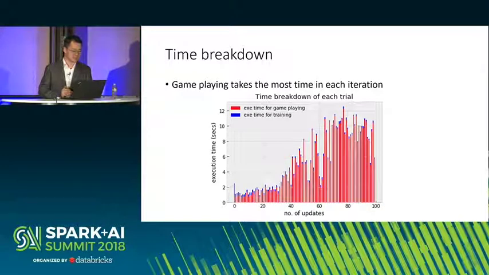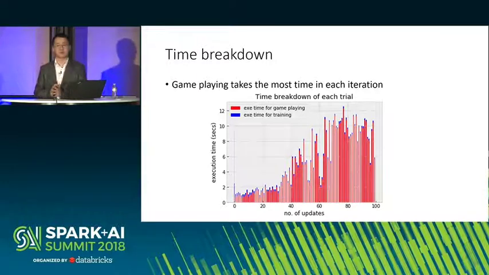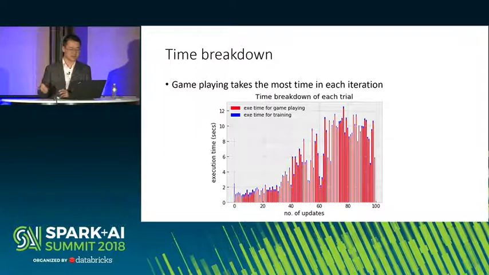One outstanding issue is that since we need to play the game multiple times before the training, the game playing part is taking too many resources, especially in time. In each of the pillars, the red stands for the time for the game playing, and the blue part stands for the time for the training. So if we are using a single thread, just play the game and then train it, we soon will find that most of the time will be spent on the game playing.